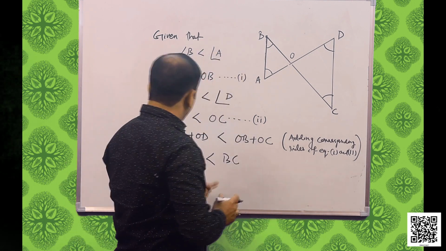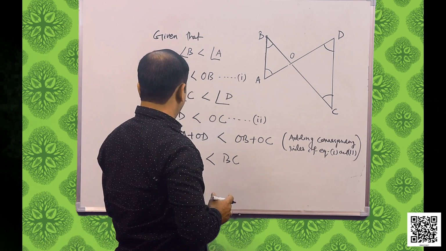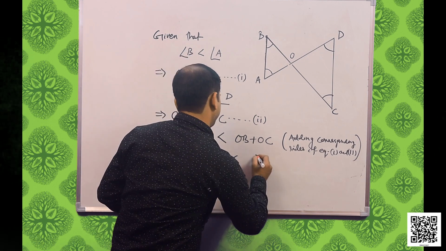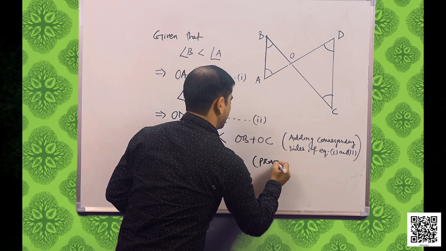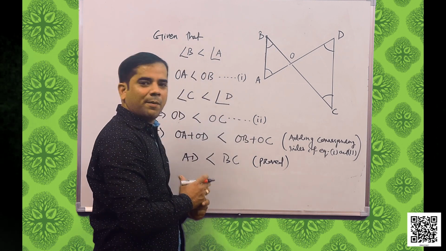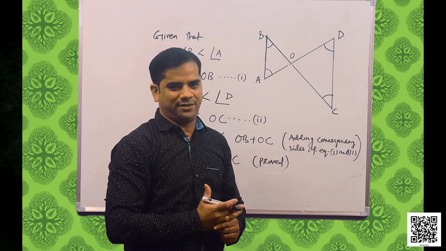So, we have come to the solution which has been asked by the question, that AD is smaller than BC. It is proved as per the procedure. Okay, hope you have understood this. Now let us discuss the next question.